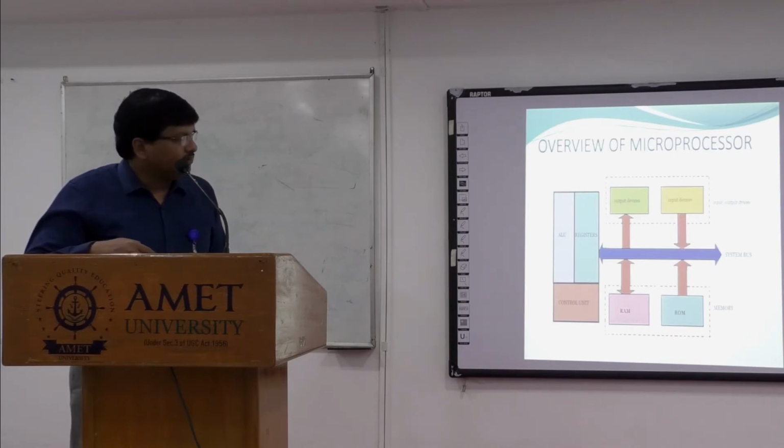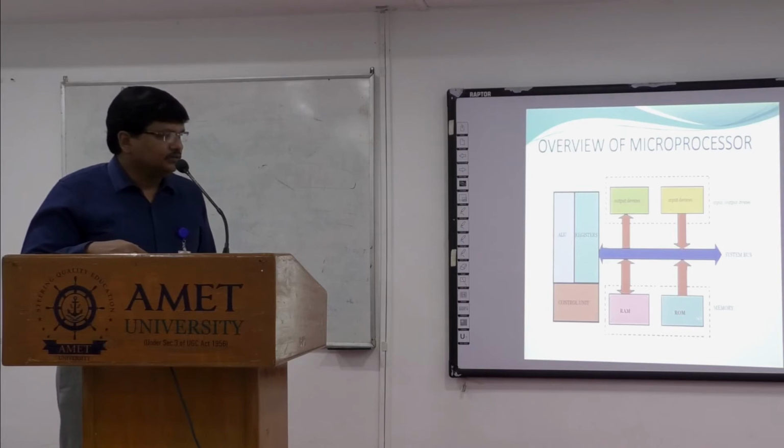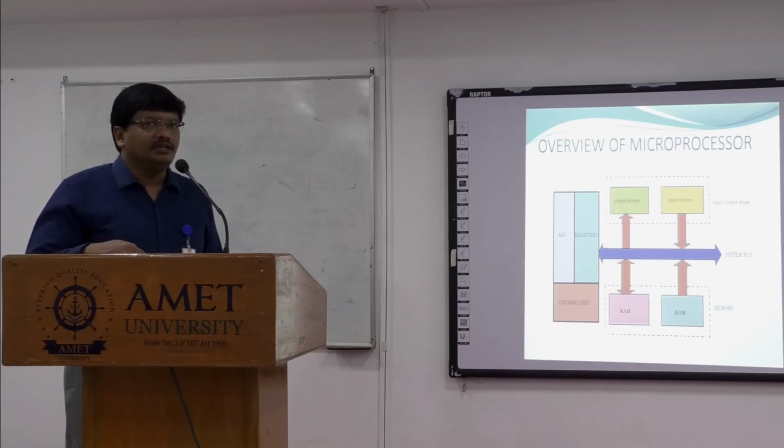Next, regarding the memory unit, there are two types of memory available. One is RAM, that is random access memory. The other memory is read-only memory. The information in the form of data and addresses is stored in random access and read-only memory.